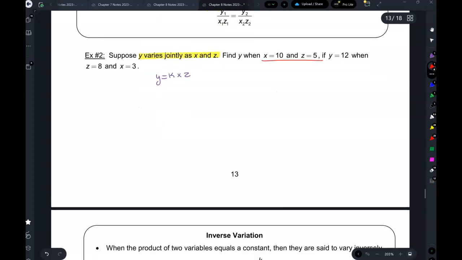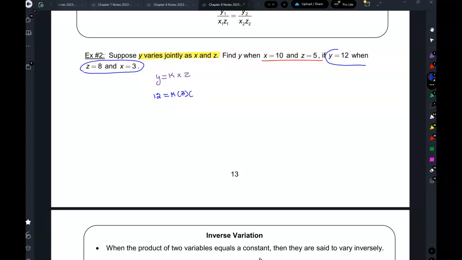So let's go ahead and plug those in. What do we have? Y is 12 when z is 8 and x is 3. So let's plug those in. So y is 12, k times 3 times 8.